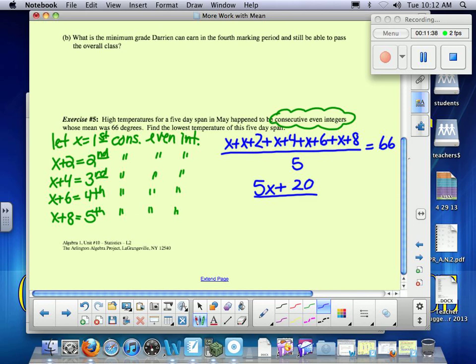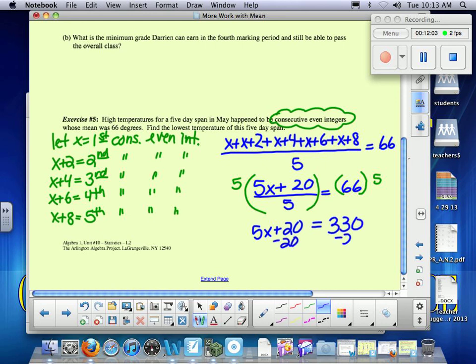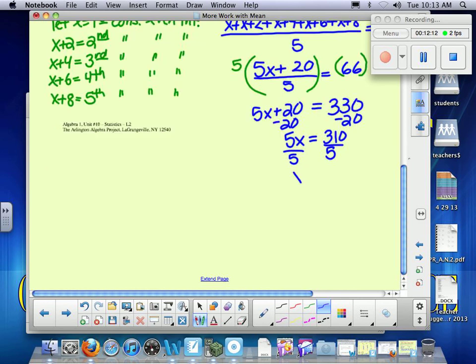And again, I would recommend multiply by 5 to get rid of that fraction. Isn't that 330? Yes. 62, good. Did it say we just needed x, or do we have to find all of them?